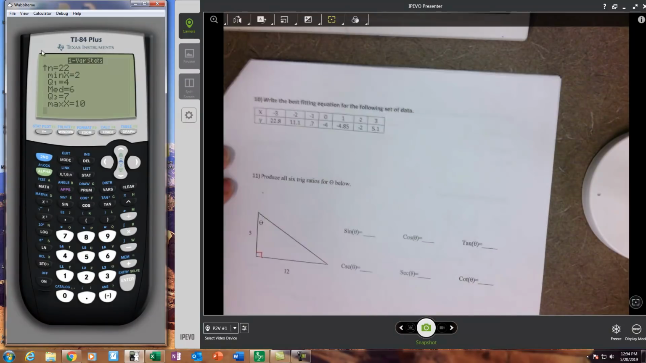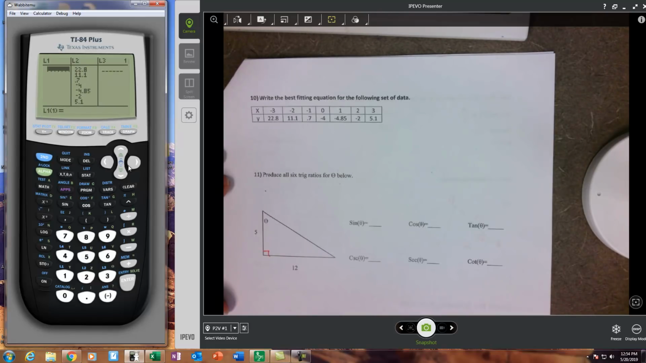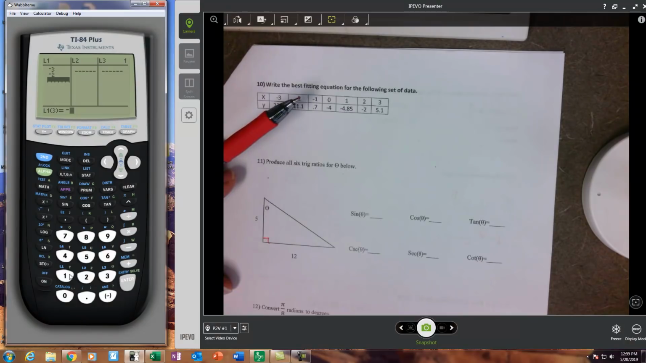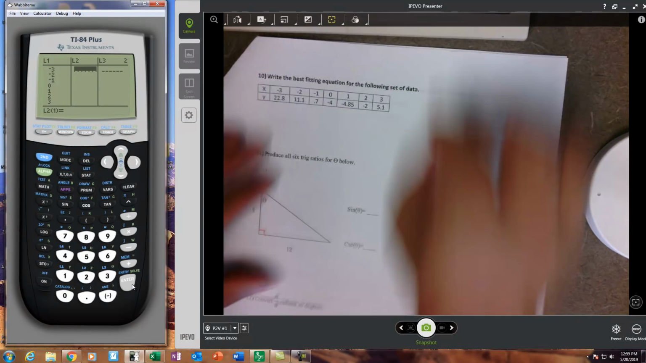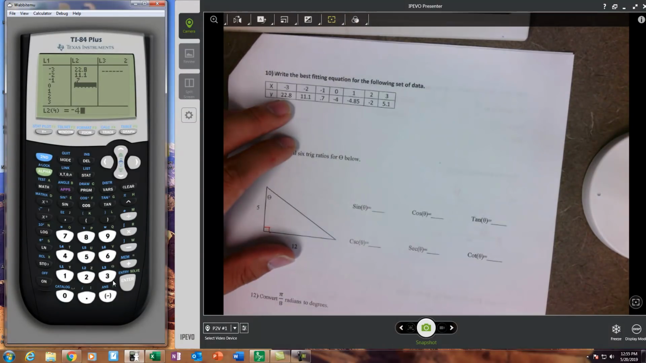Alright, number 10, we're going to use our calculator again to do some regression for us. So if we go to y equals, oh sorry, not y equals, but back to stat and edit. Actually, I'm not going to clear our list. Dang it. Didn't mean to do that. Alright. Negative 3, negative 2, negative 1, 0, 1, 2, 3. Then in L2 we have 22.8, 11.1, 0.7, negative 4, negative 4.85, negative 2, and 5.1.